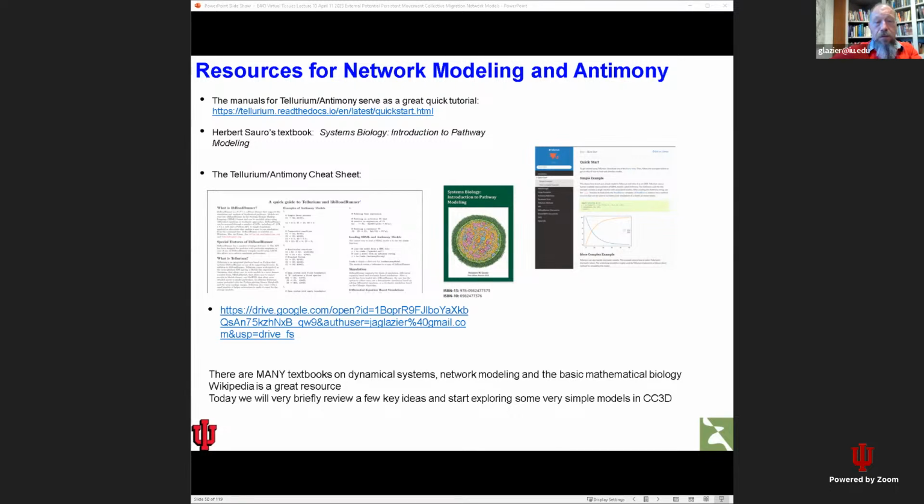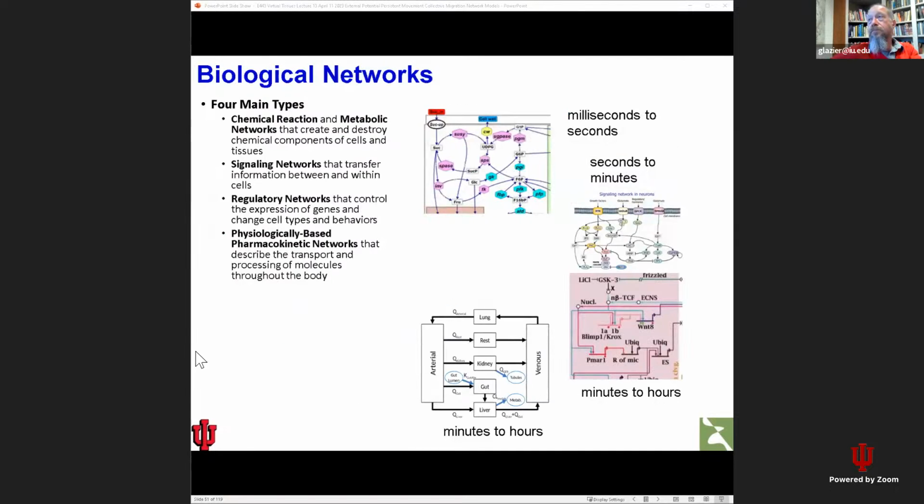I also sent around a one-page summary of Antimony, which is the language we're going to be using in conjunction with Tellurium. It's a very, very simple code language to write network models in. We can cover the entire syntax in 4 slides, which is why I like it. If you want to understand the details of network modeling, you can get pretty deep, and there are all sorts of great books that you can use for that.